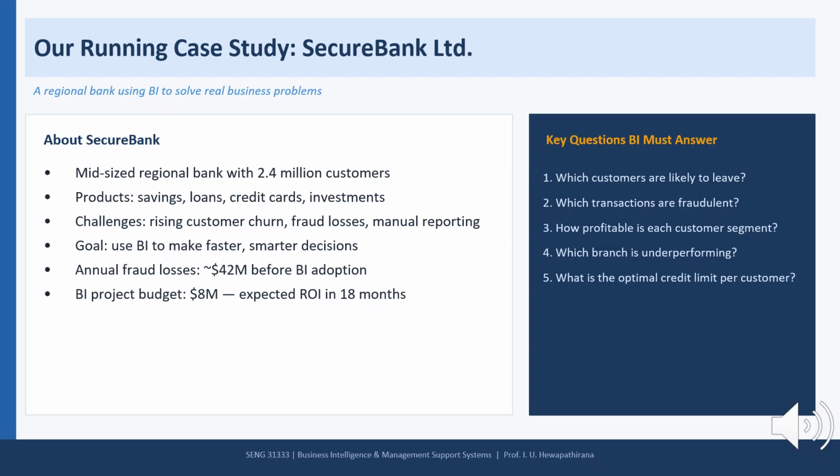On the right side of this slide, you can see the 5 key questions that Secure Bank needed BI to answer. Which customers are likely to leave? Which transactions are fraudulent? How profitable is each customer segment? Which branch is underperforming? And what is the optimal credit limit per customer?